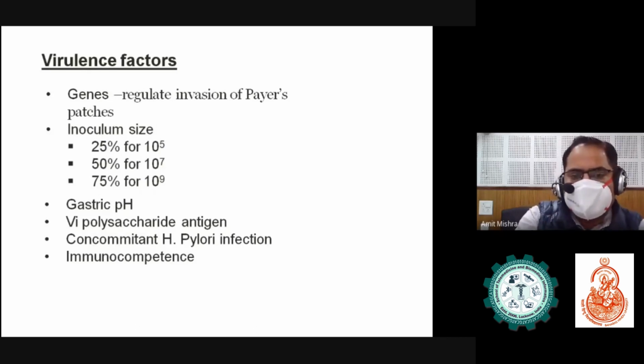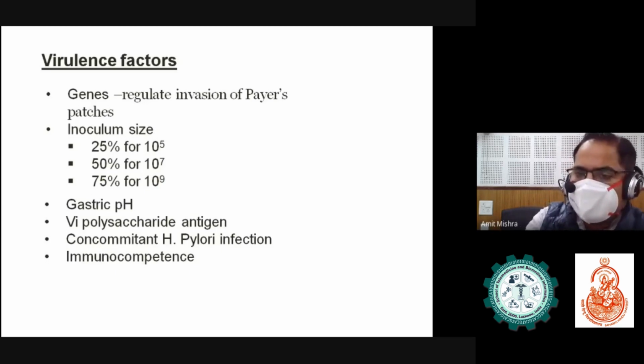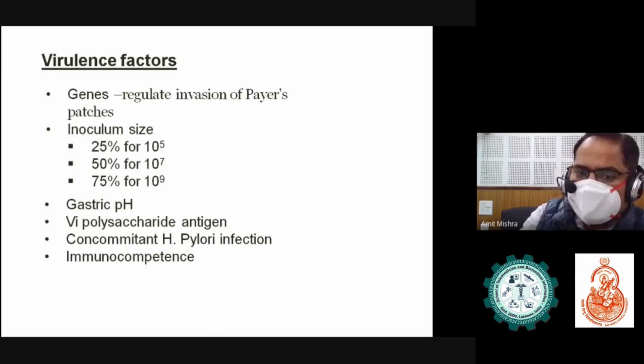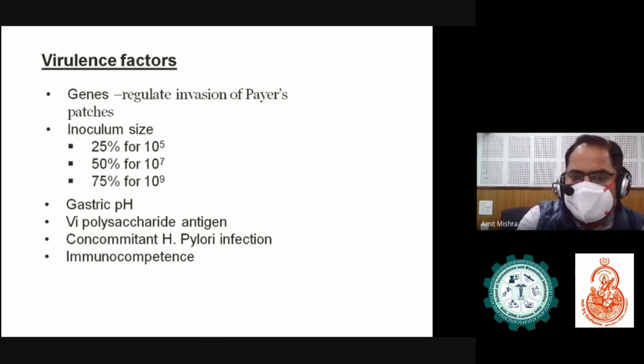What is responsible for the spread of the infection in a particular person? This depends on the genes that regulate the invasion of the Peyer's patches, which are present in the terminal ileum. They are part of the lymphoid system. It also depends on the size of the inoculum, the amount of bacteria ingested. 25% of people are infected with 10 to the power 5, 50% with 10 to the power 7, and 75% of cases will be infected with 10 to the power 9.